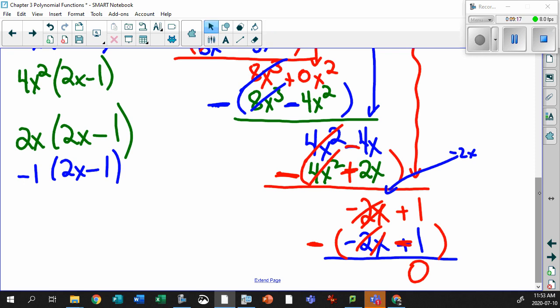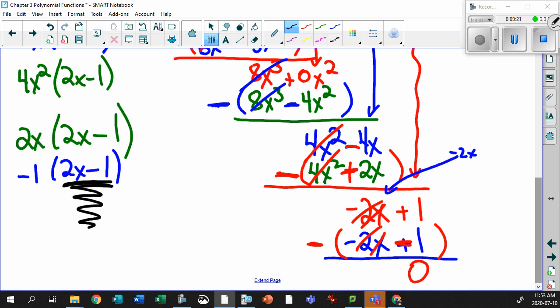You know that 2x minus 1 now is a very, very specific type of divisor because it goes in with no remainder. So guess what? This 2x minus 1, we'll actually call it a factor of the original dividend, of the original question that you're dividing, because there is no remainder. How cool.